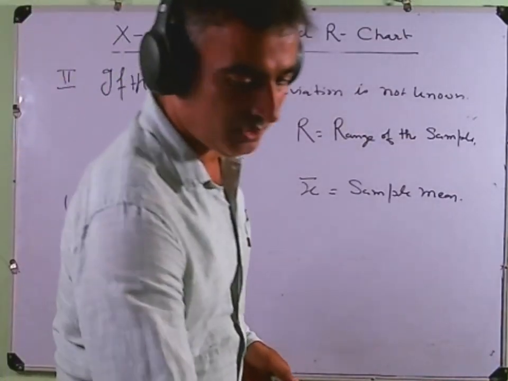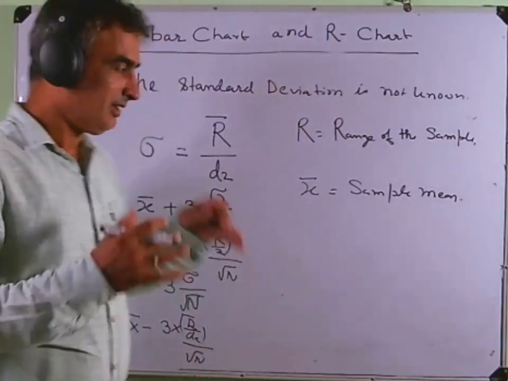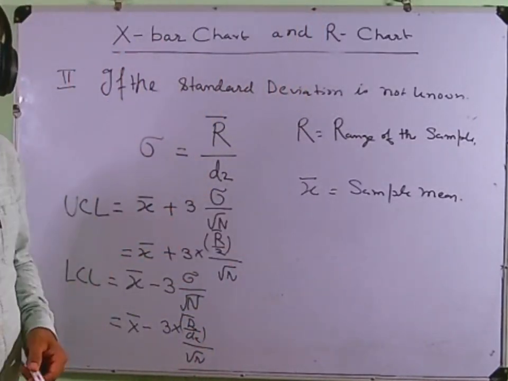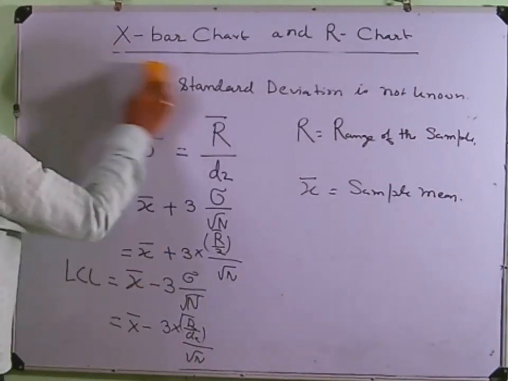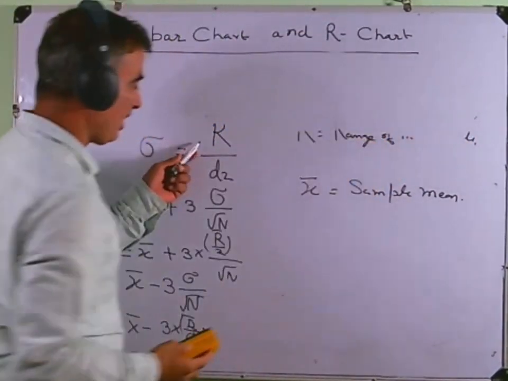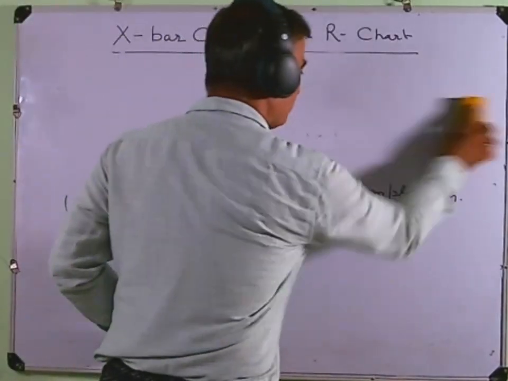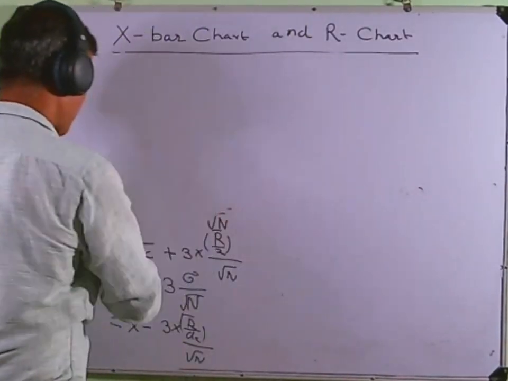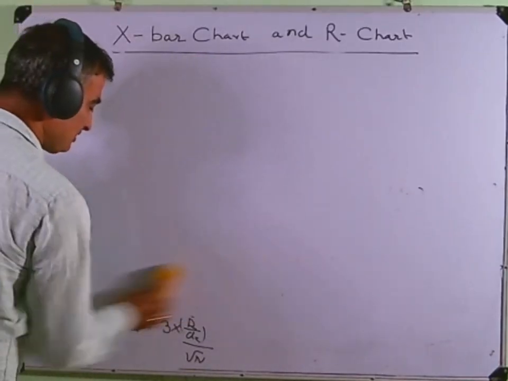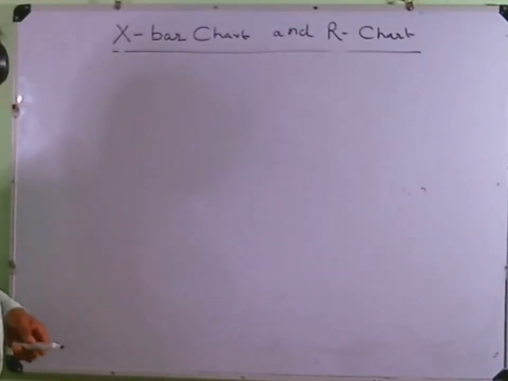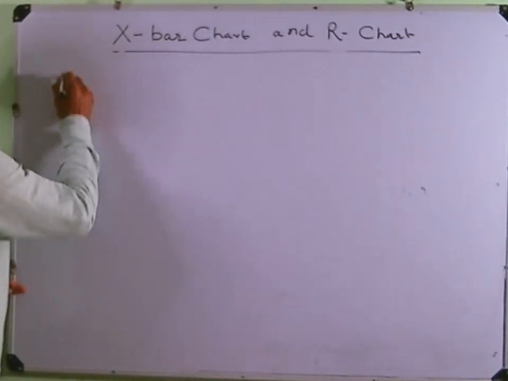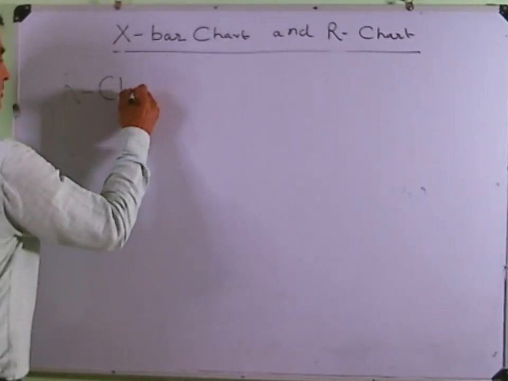Now, this was the X bar chart. Now I'm going to talk about the R chart. R, we already know, is actually the range of each sample. Now, how to get a chart out of that? The R chart is similar to the X bar chart.